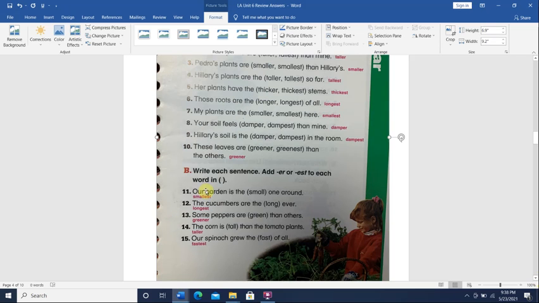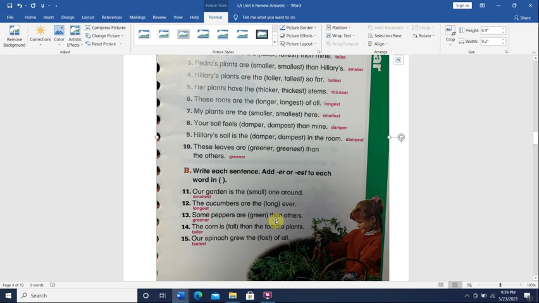Okay, number 11. My garden is the small one around. So small one around means I'm comparing all the gardens. That's more than 2. So it would be my garden is the smallest, EST. The cucumbers are the longest ever. Comparing all the cucumbers. Some peppers are green than others. Than means I'm comparing peppers to peppers. Some peppers are greener than others.